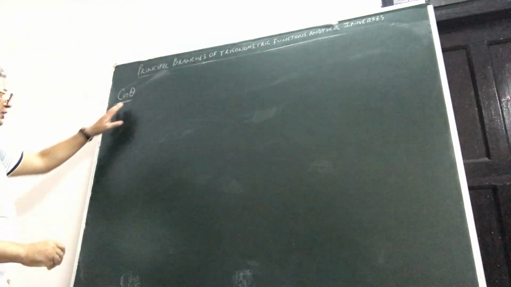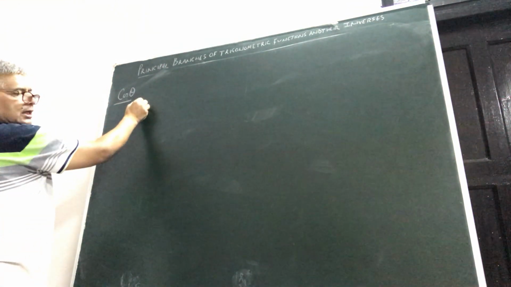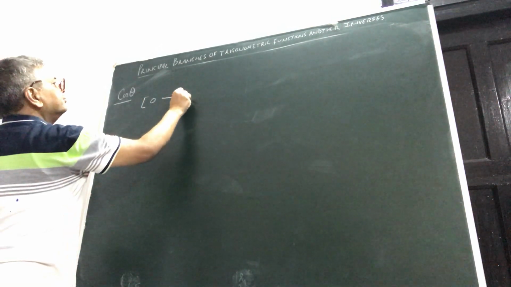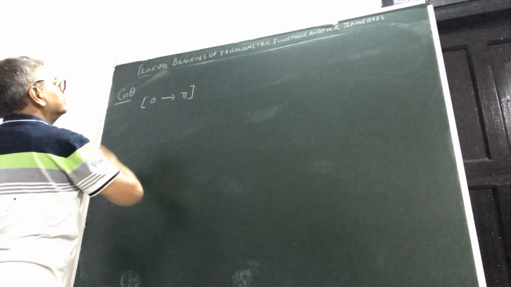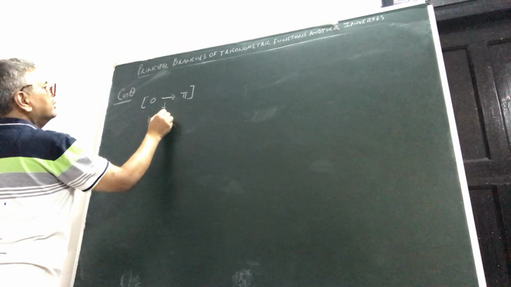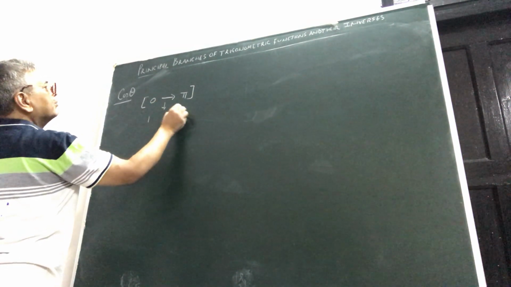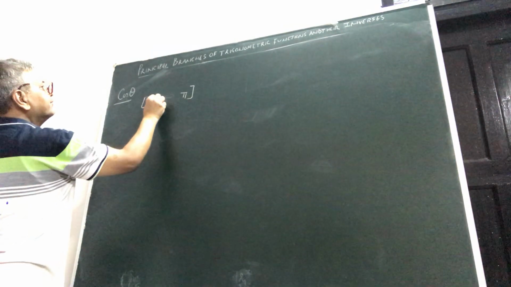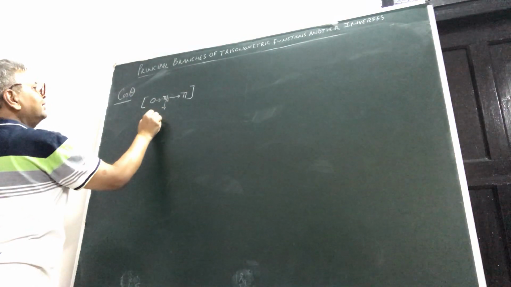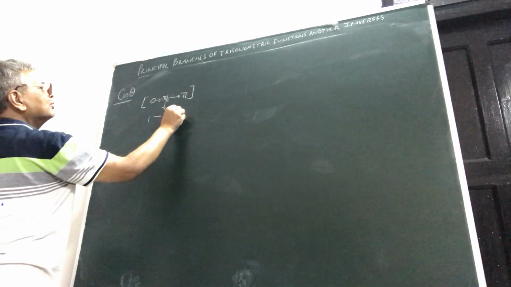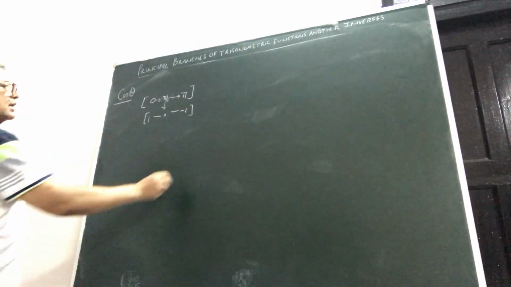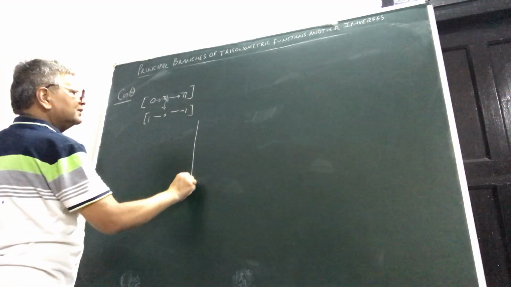Please see, cos theta, what is this? Its principal branch is from 0 to pi, closed interval. And what are the values? From 1 to minus 1. To be more specific, let us show the intermediate point pi by 2 also. So at 0 it is 1, at pi by 2 it will be 0, and then here it will be minus 1. So the curve here is like this, please see.